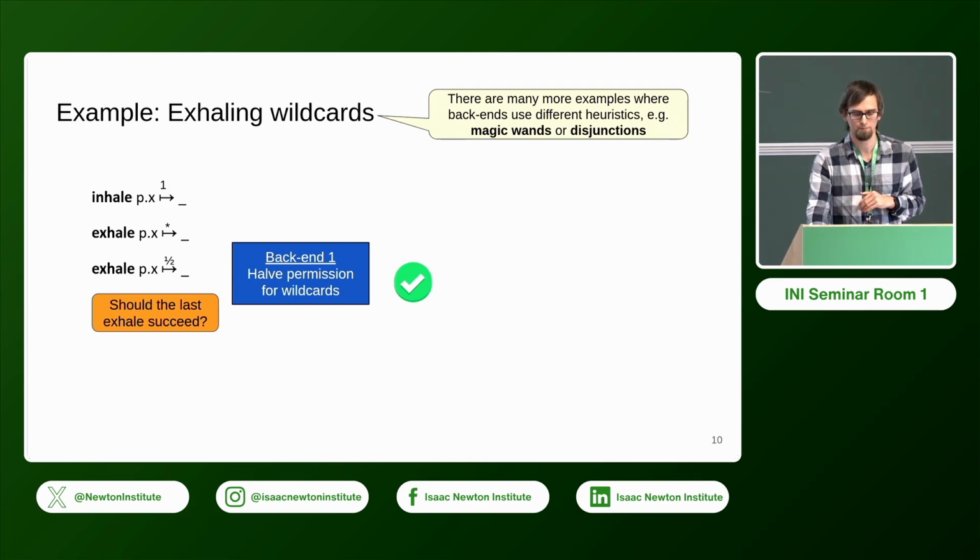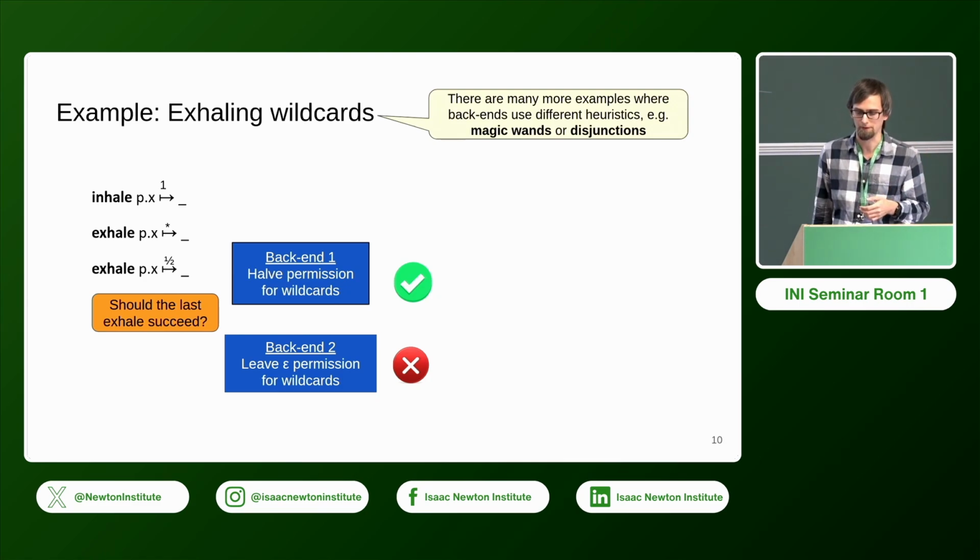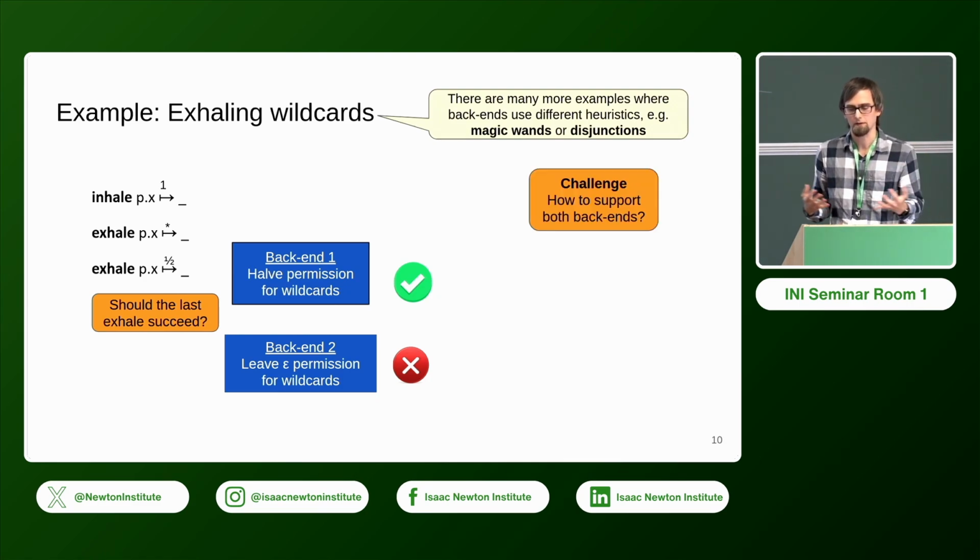Or you could have a second backend which, when there's a wildcard, removes all permission except an epsilon amount. And with this backend, the verification would fail. These backends have different kinds of choices for exactly how they implement this. And now the challenge is, how can we support both of these backends using the same IVL semantics?